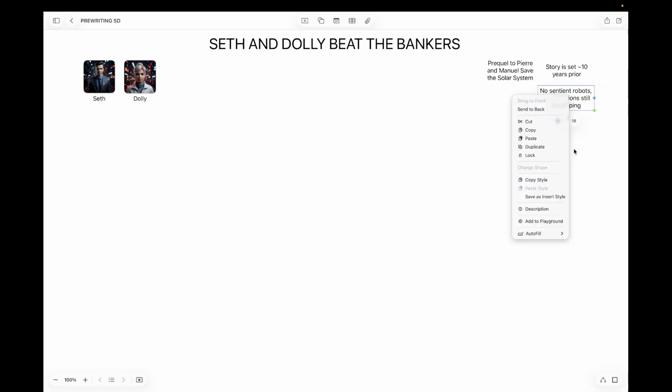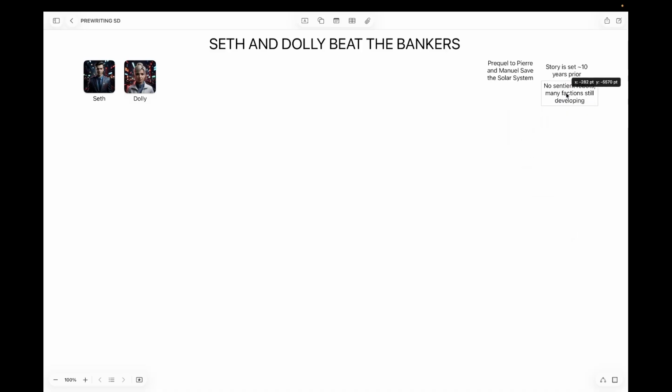Now I'm not sure, can I add a shape to it? No, I can't. I'd love to add a border to these things, but I'm not sure if I can. You can add connectors, which is pretty nice, if you want to draw a line between them, things like that. But right now, it's not necessary. Anyway, 10 years, no sentient robots, factions still developing. So the theme of this is a growing distrust.